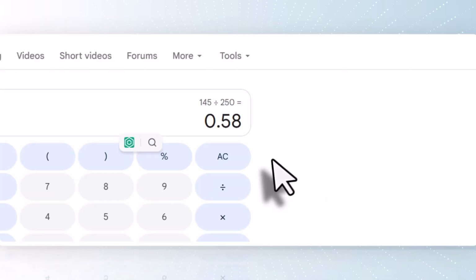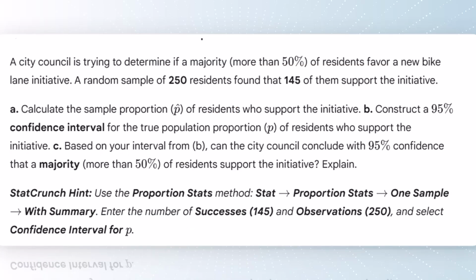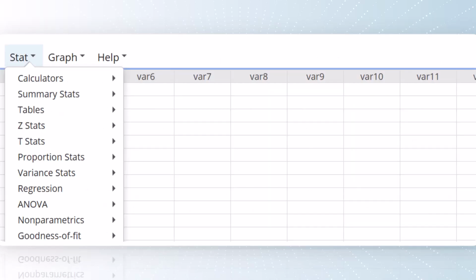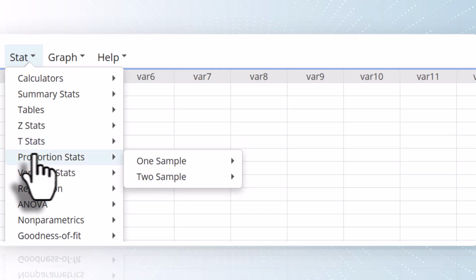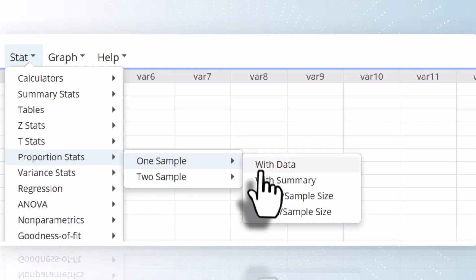You can see, guys, I divide 145 by 250, I get 0.58. The sample proportion is 58%. Now, part B, construct a 95% confidence interval for the true population proportion for residents who support the initiative. So let me show you how to use StatCrunch. So you go to Stat, and since it's about the proportion, just select Proportion stats, one sample with summary.